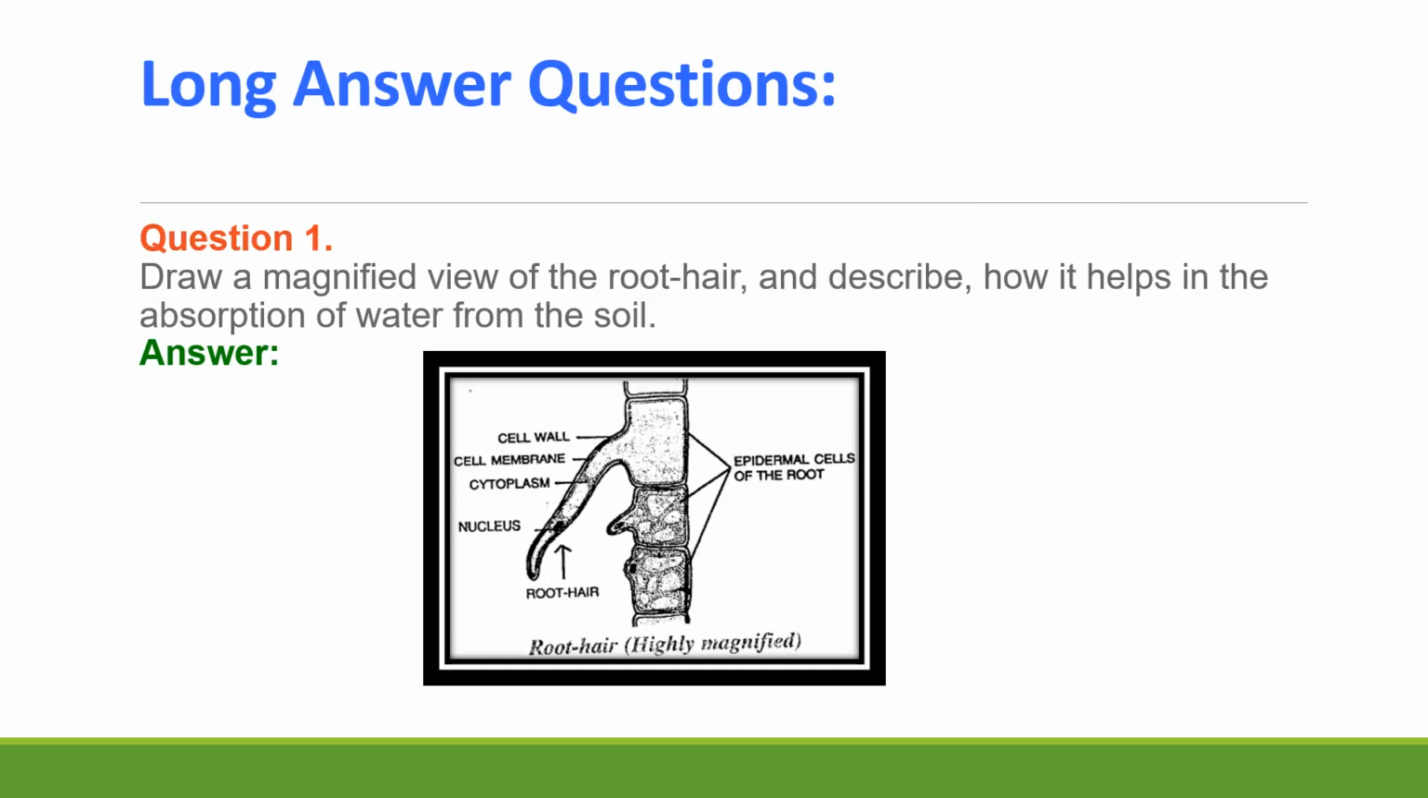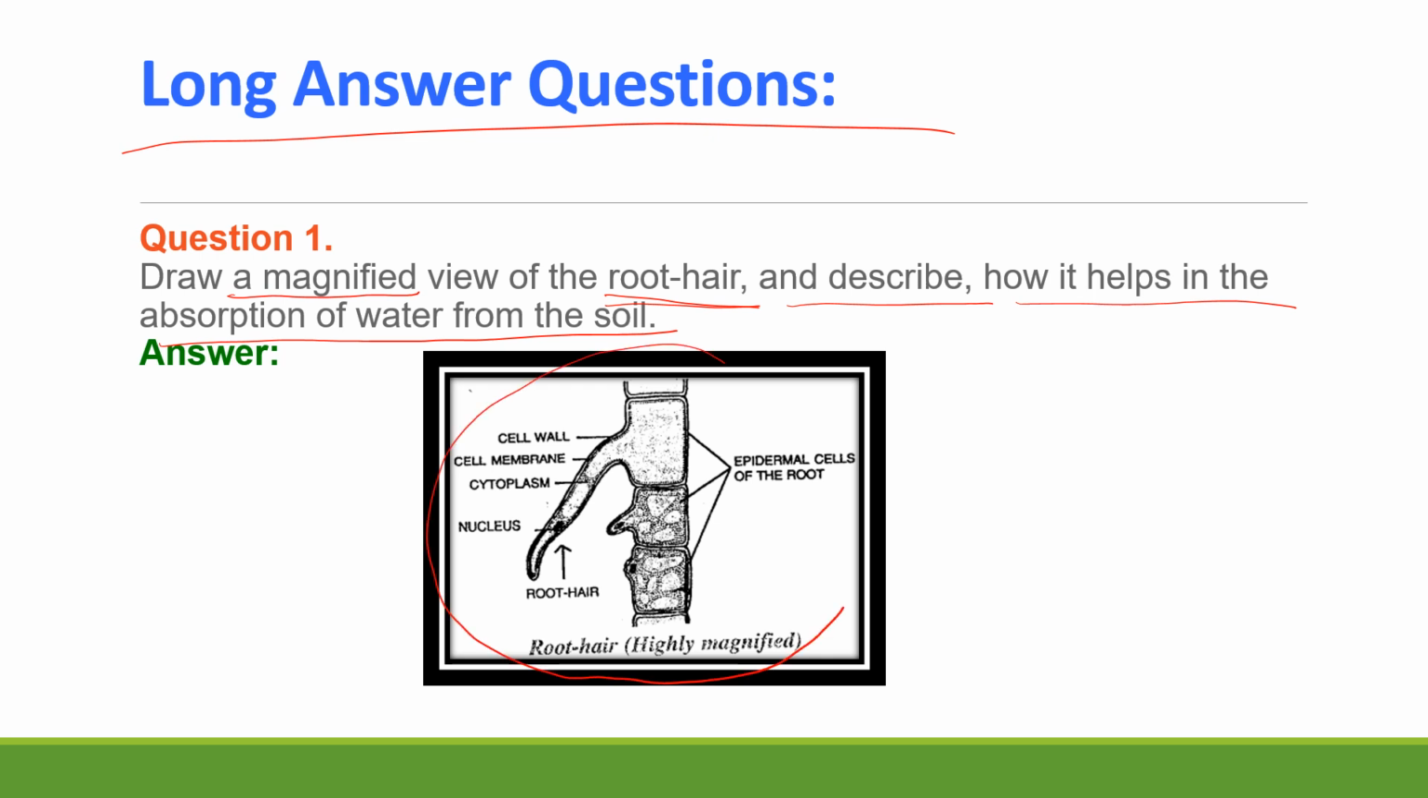Now the first one in long answer type questions is: draw a magnified view of root hair and describe how it helps in the absorption of water from the soil. So first you are drawing this magnified root hair. It is highly magnified. So this is the root hair. It is having a nucleus here. It is having cytoplasm. This is the cytoplasm. This is the outer cell membrane. This is the cell wall.